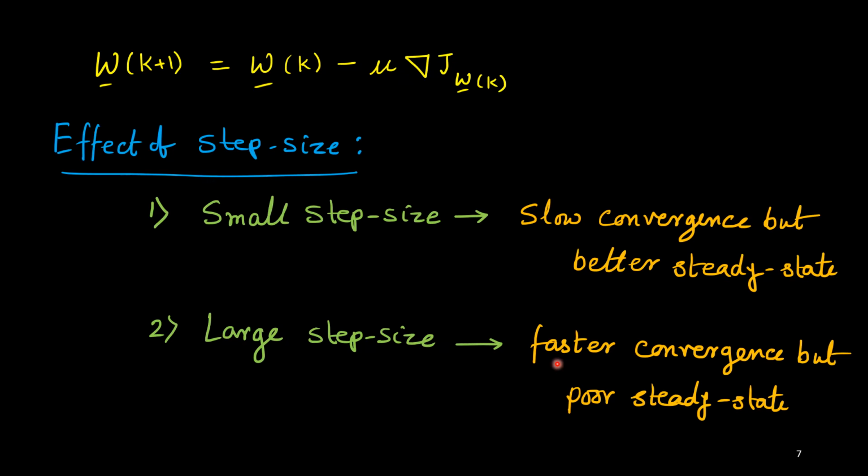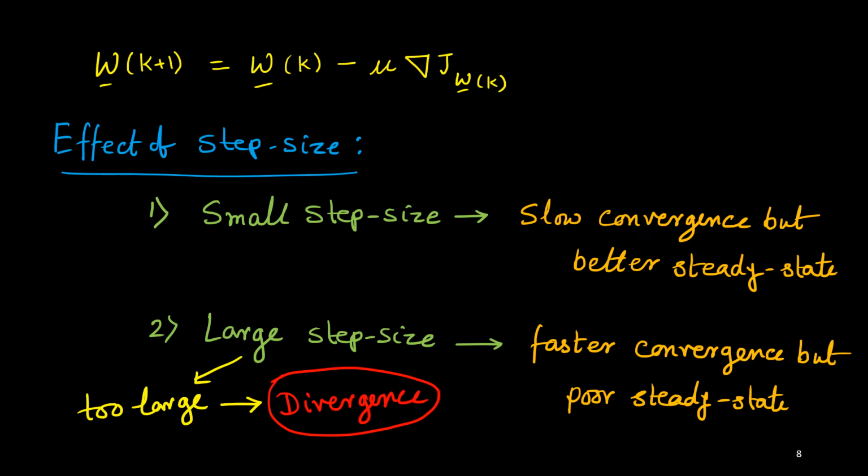If it is too large, then the algorithm can diverge. It's unbounded and cannot converge to the optimum level. So we have to make sure that the large step size value does not go beyond a certain level. It should be within a bound, and that bound is the region of convergence that is required. So how do we set this step size value perfectly so that we get the fastest convergence? We are concerned about these things here.